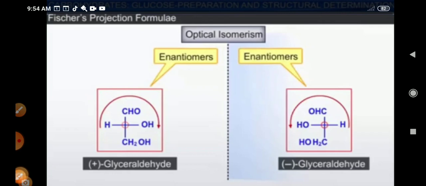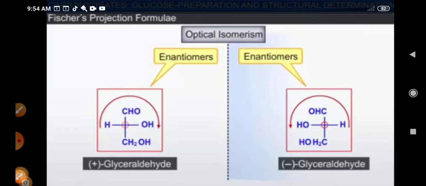And these are actually isomers. And what we call these isomers, enantiomers, is the name given here. They show mirror images. You can see these are the mirror images of each other. Such isomerism is called optical isomerism, and we'll be discussing optical isomerism in detail in organic chemistry. So that is enantiomers.